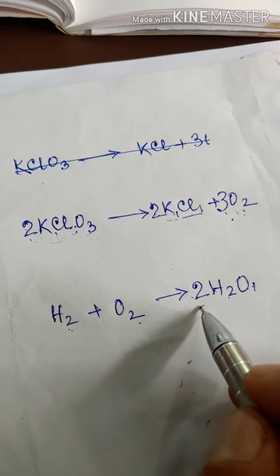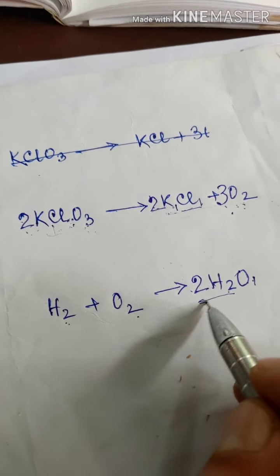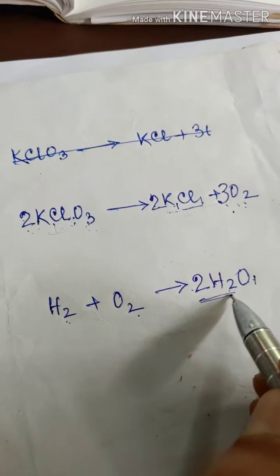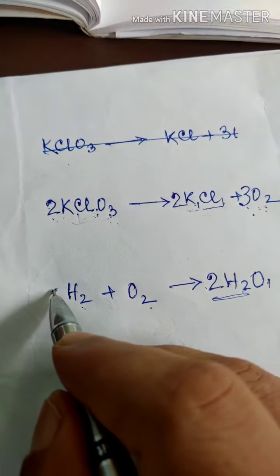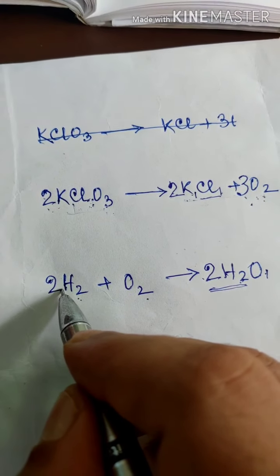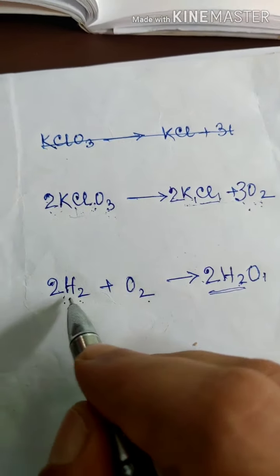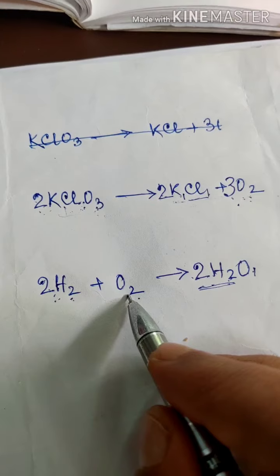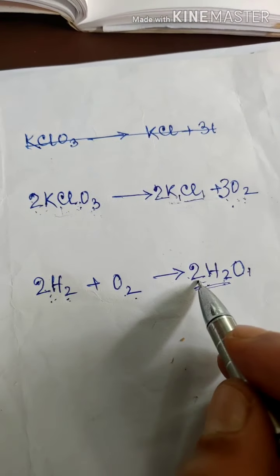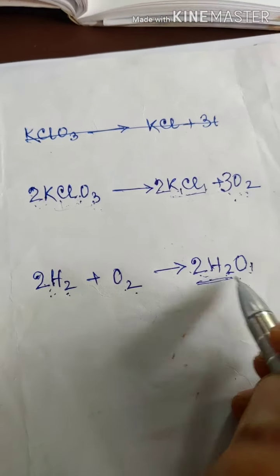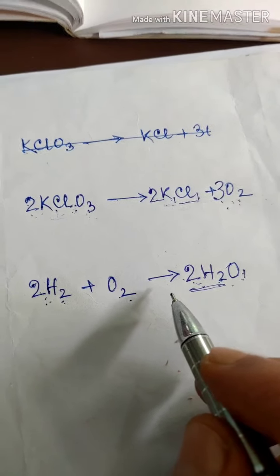Now, the problem is that here the number of hydrogen atoms has become 4, 2 into 2, 4. So to balance it, we have to put here 2. So 2 2s are 4. So here you see the number of hydrogen atoms is 4, here also 4, and the number of oxygen atoms is 2. So here also 2 into 1, 2. So in this way they are balanced.